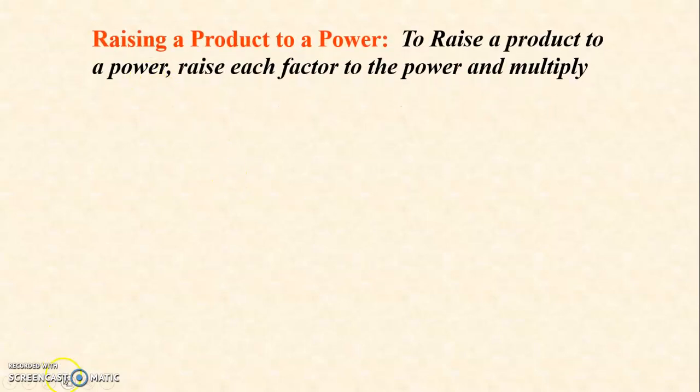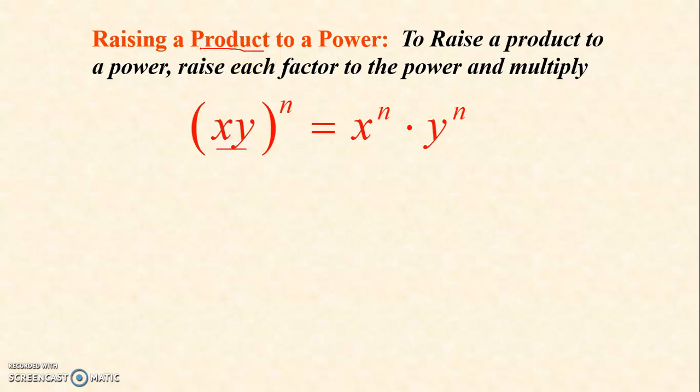Okay, hello. This time we're going to discuss raising a product to a power. This is one of the other laws of exponents. To raise a product to a power, raise each factor to the power and multiply. How is that? We have here x, y. The operation between them is multiplication. That's why it is a product.